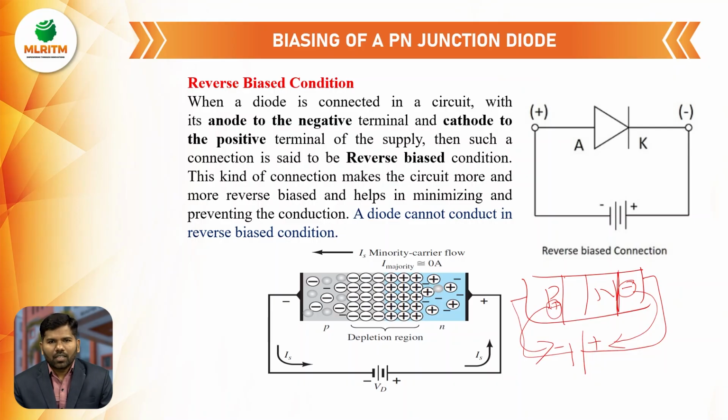In the reverse bias condition, a very small amount of current will flow, and that is due to the minority charge carriers. In the p-type, electrons are the minority charge carriers. In the n-type, holes are the minority charge carriers. Due to these minority charge carriers, a small amount of current flows in the reverse bias of a p-n junction diode.